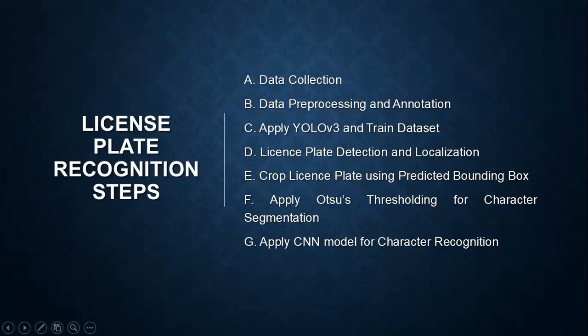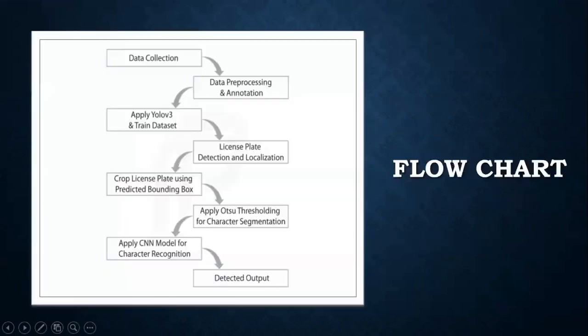The ALPR system has 7 steps. The first one was data collection. The second one was data pre-processing and annotation. The third one was applying YOLO V3 and training the dataset. The fourth one, license plate detection and localization. The fifth one, crop license plate using the predicted bounding box. The sixth one is applying Otsu's thresholding for character segmentation. And the last one, we have used a CNN model for character recognition.